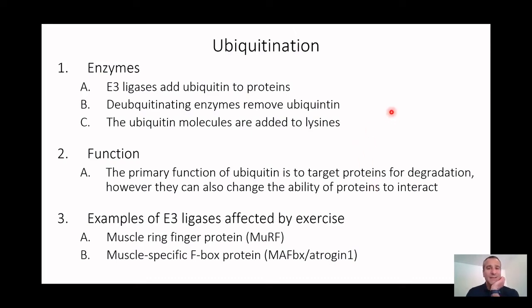Last one. In this last video, we're going to talk about our last two post-translational modifications to protein. One of them is going to be ubiquitination, and the other is going to be oxidation reduction.